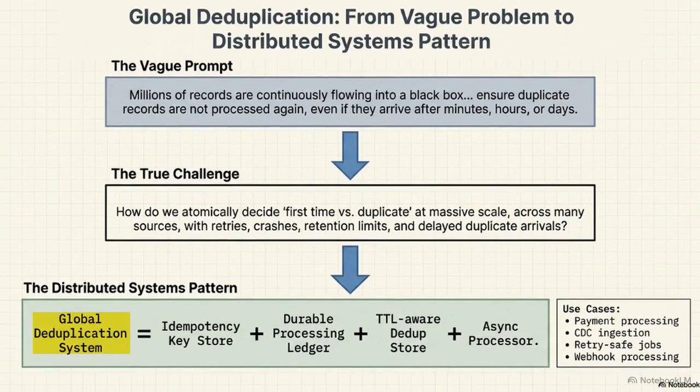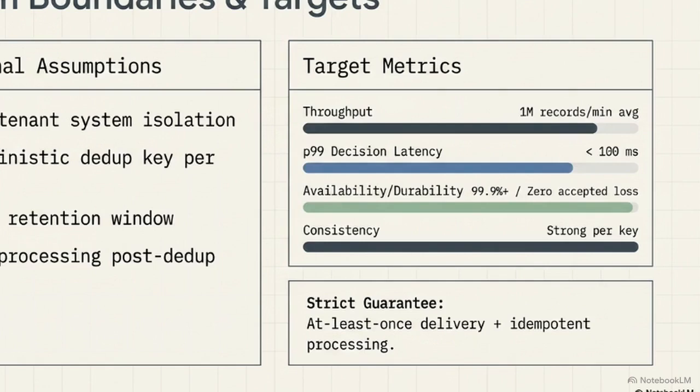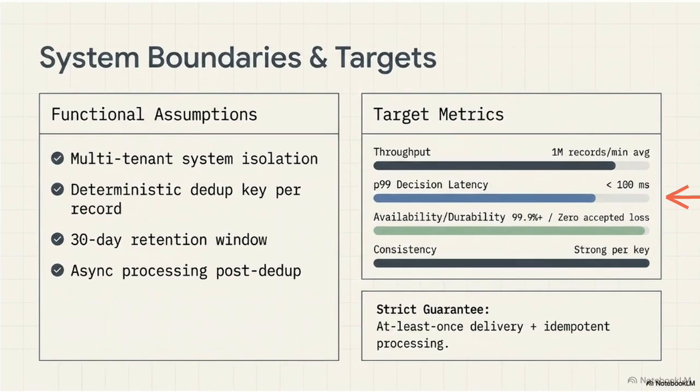You achieve global deduplication by breaking the problem down into 4 distinct components: an idempotency key store, a durable processing ledger, a TTL-aware storage layer, and an asynchronous processor. Looking at the right side of this diagram, you establish the strict target metrics required to make this pattern work. We target an average throughput of 1 million records per minute, and a strict requirement that our decision latency stays under 100 milliseconds. We also maintain a 30-day retention window.